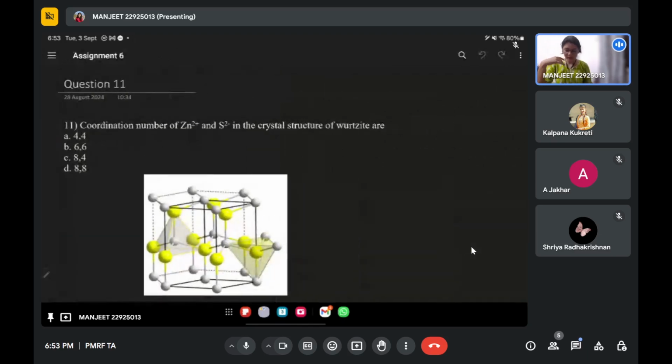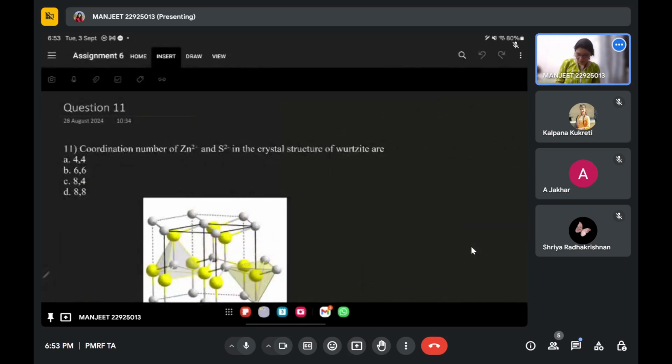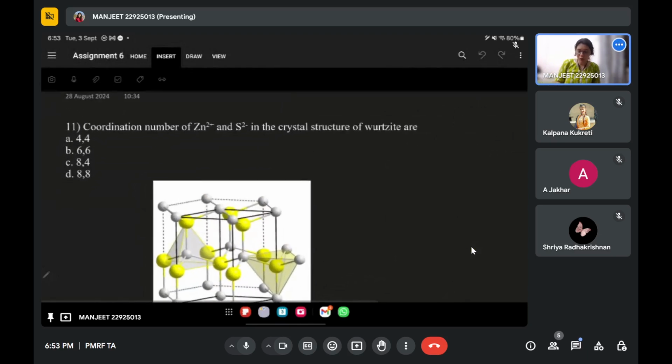In question number 11, what is the coordination of Zn2 positive and S2 negative in the crystal structure of wurtzite?